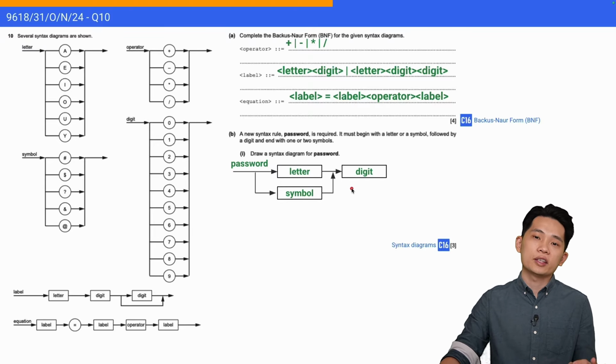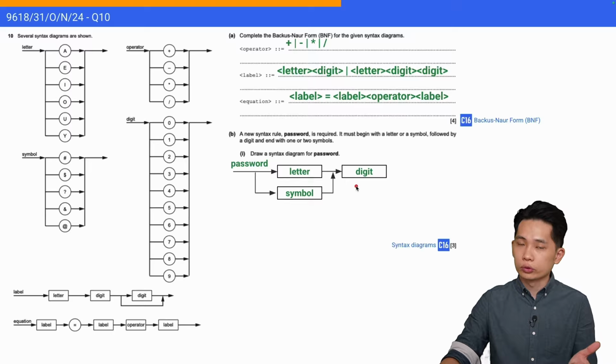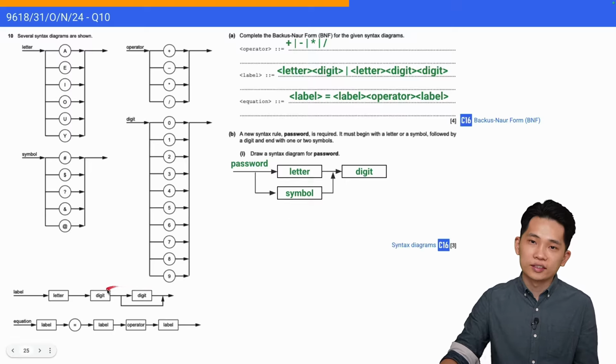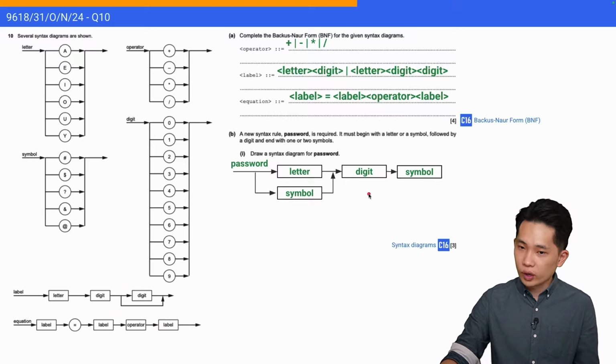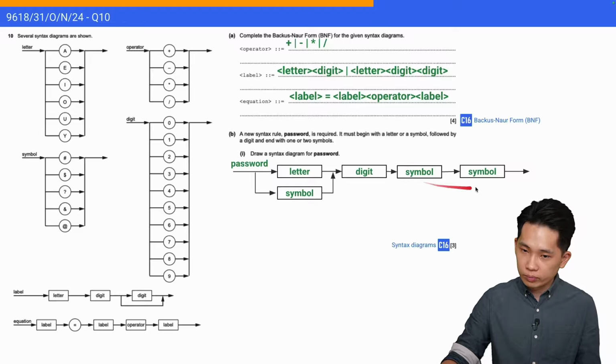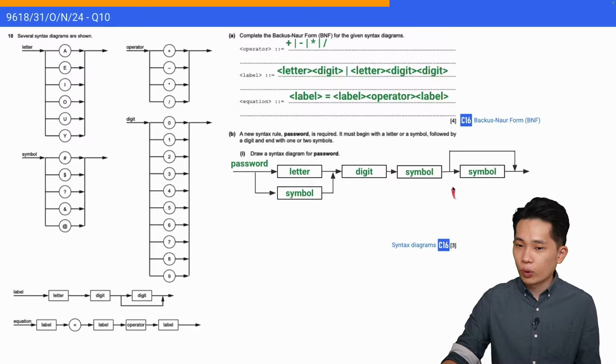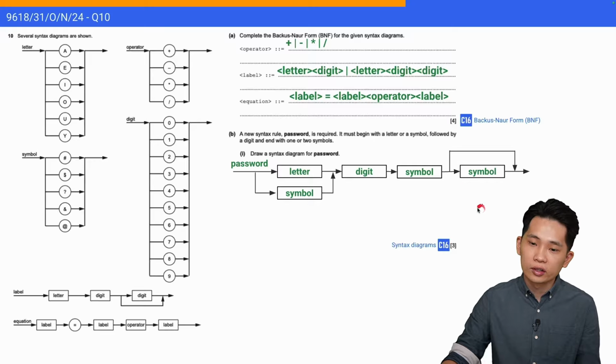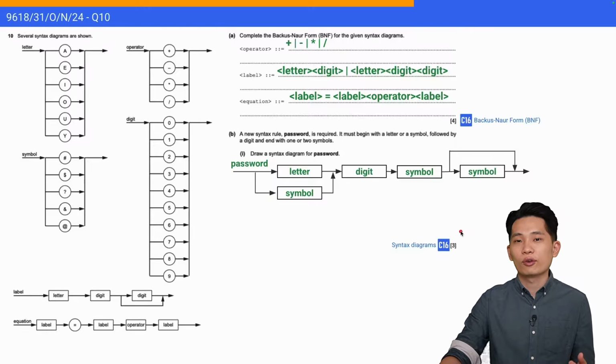And finally, it can either be one or two symbols. You can just copy the digit examples here. So we can just draw one symbol here and then another symbol here. So this is for two symbols here. And let's say there's only one symbol here, we can just add one line here, meaning that we will be skipping this second symbol here. So this is how you can score 3 marks for this question here.